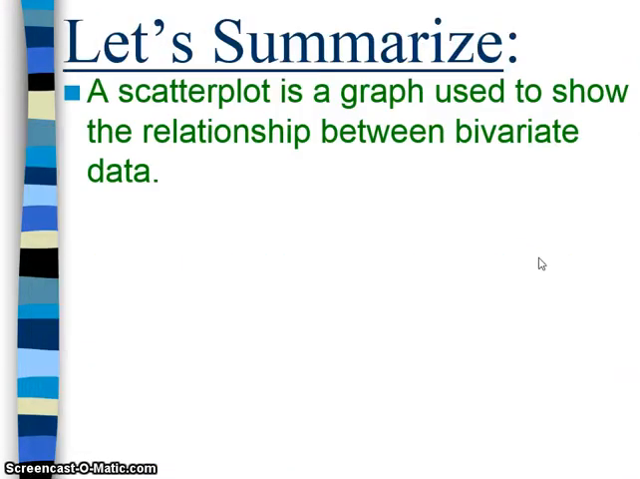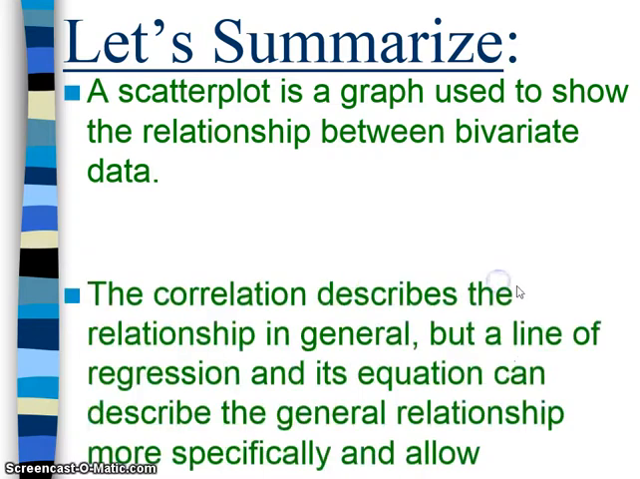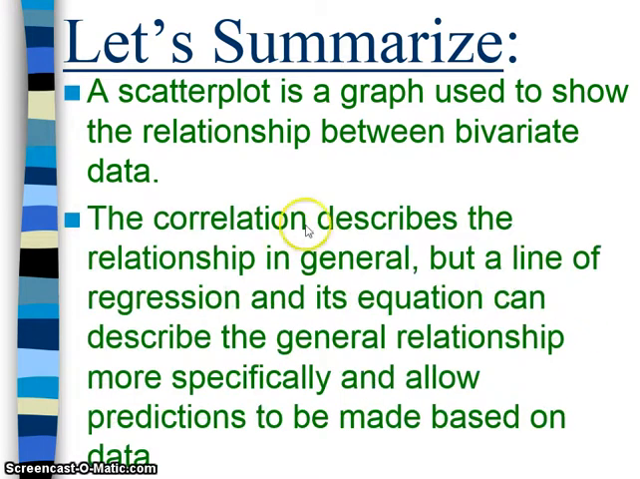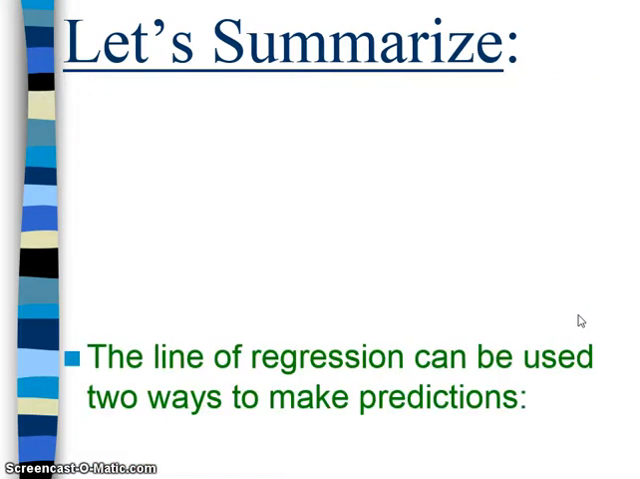So let's summarize what we've learned. A scatter plot is a graph used to show the relationship between bivariate data. The correlation describes the relationship in general, but a line of regression and its equation can describe the general relationship more specifically and allow predictions to be made based on data.